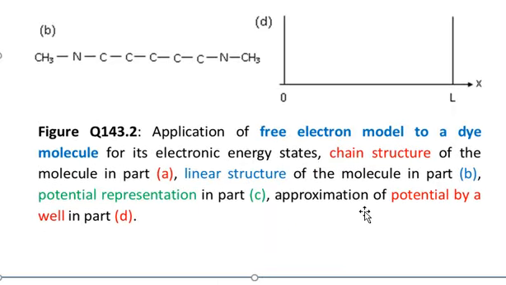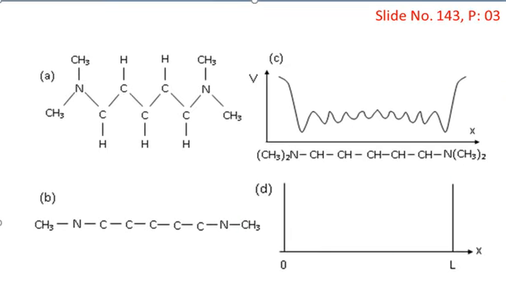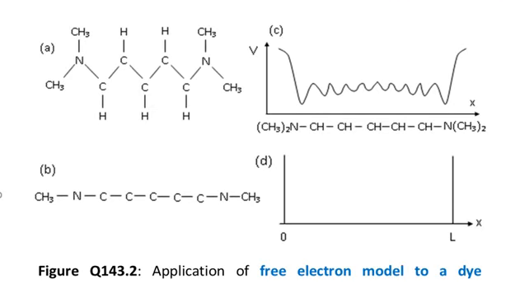And part D is the approximate potential well, as shown in part C. So the potential which we have shown in part C, we can approximate by the potential of a well. For example, D represents the potential of a well, and you see that the high values of the potential are represented by the straight vertical lines on the left hand side and also on the right hand side, separated by a distance L, where L is the length of this one dimensional chain, or this one dimensional linear structure of the molecule.